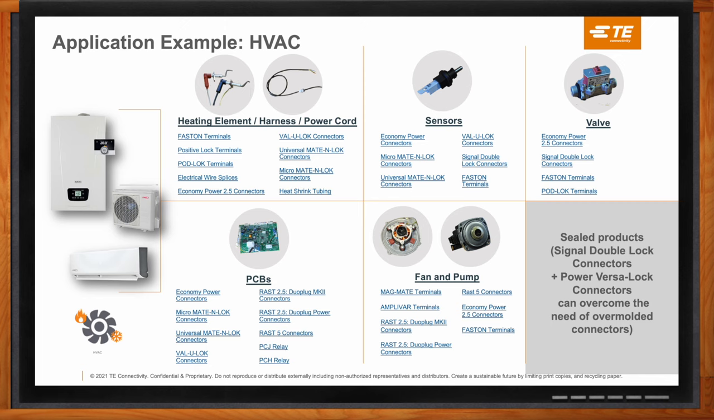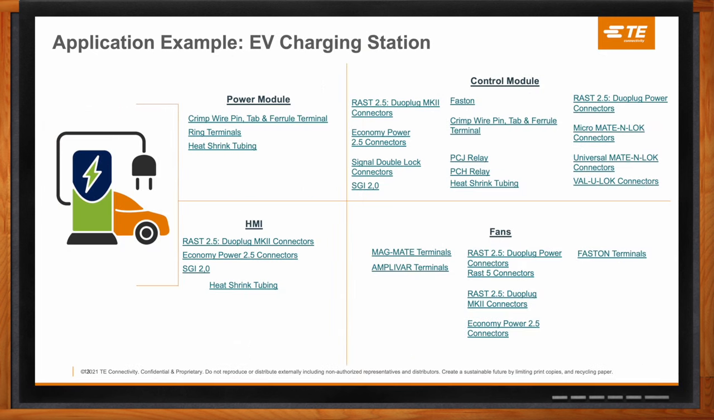On top of this, we saw at the beginning, for example, all the sealed products that we have, from the signal double lock to the power VersaLock, that often are used in this type of application because they typically have a humid side, and the customer wants to prevent and avoid humidity or water coming into the dry side. And definitely using those connectors, this can be an easy solution to overcome the need and the use of overmolded connections.